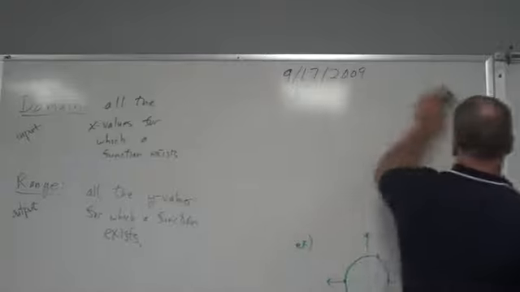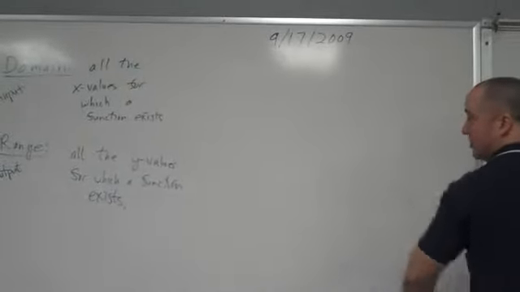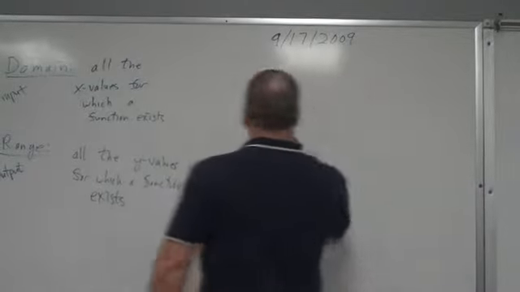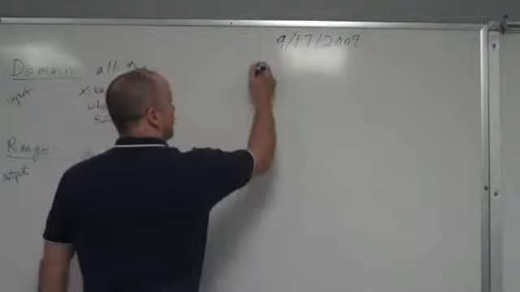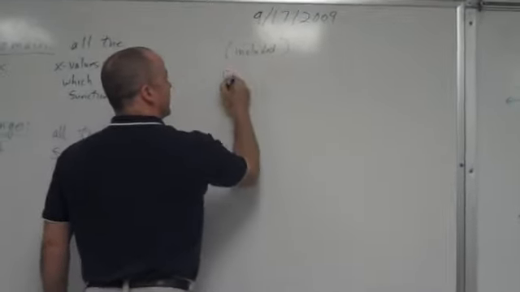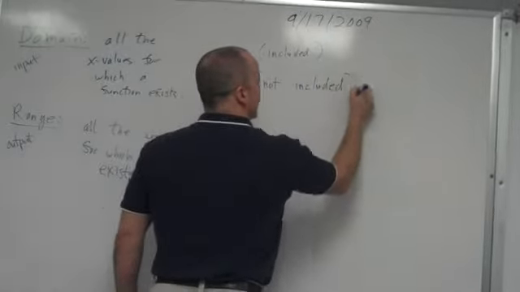Yeah, real quick thing on domain and range before I answer Jordan's seriously metaphysical question. Okay, domain and range notation. Real quick, parentheses means included. Bracket means not included. And here's what I mean by that.